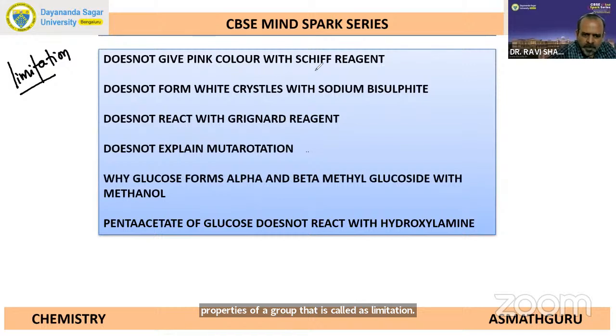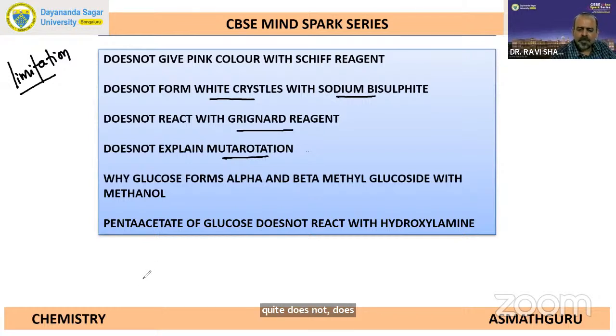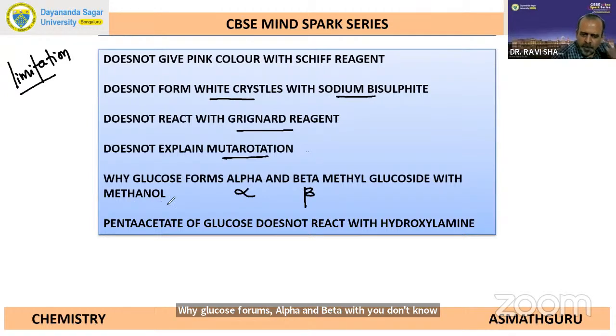It does not give pink color with Schiff's reagent, does not form white crystals with sodium bisulfite, does not react with Grignard reagent, does not explain mutarotation. Why does glucose form alpha and beta methyl glucoside with methanol? We don't know why. Pentaacetate of glucose does not react with hydroxylamine. So we are not able to explain all the properties.